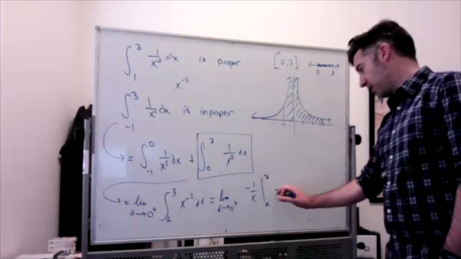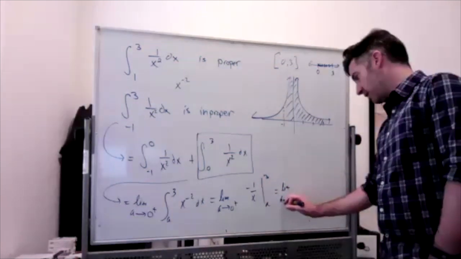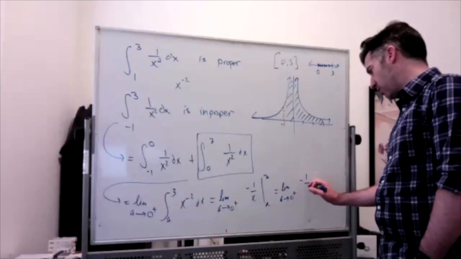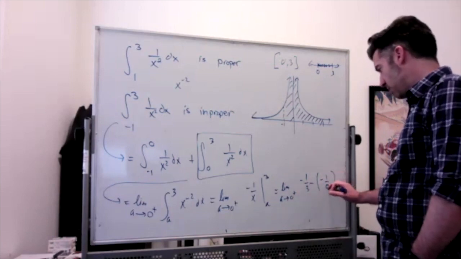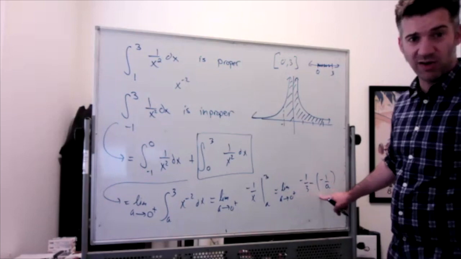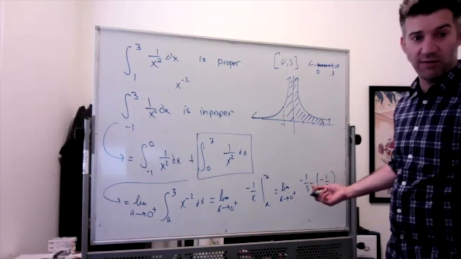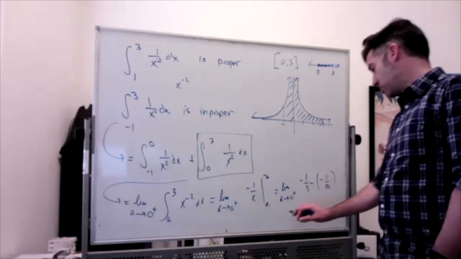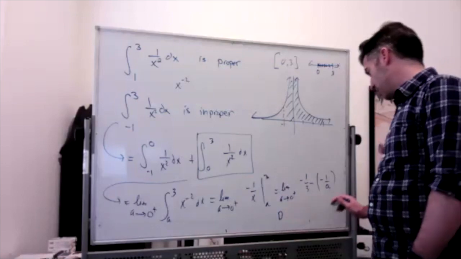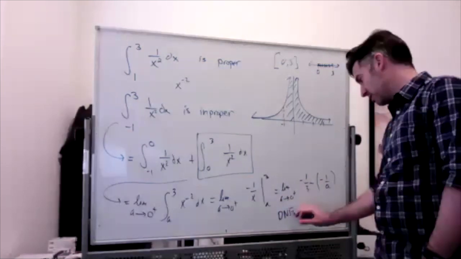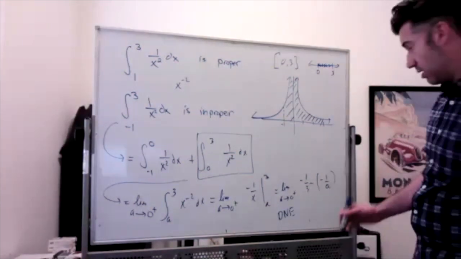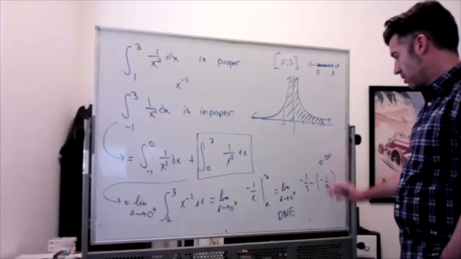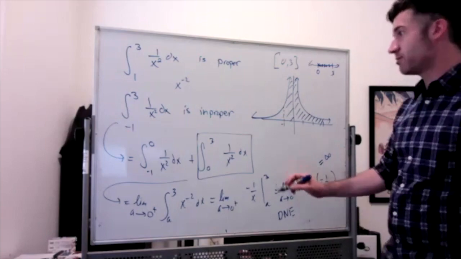And then we're going to plug it in. We're going to get the limit as a goes to 0 from the right of -1/3 minus -1 over a. But then if you let a go to 0, you're going to get 1 divided by 0, which is undefined. So this is going to diverge. This limit does not exist. It's either infinity or negative infinity. Specifically, it is positive infinity. So the integral diverges.